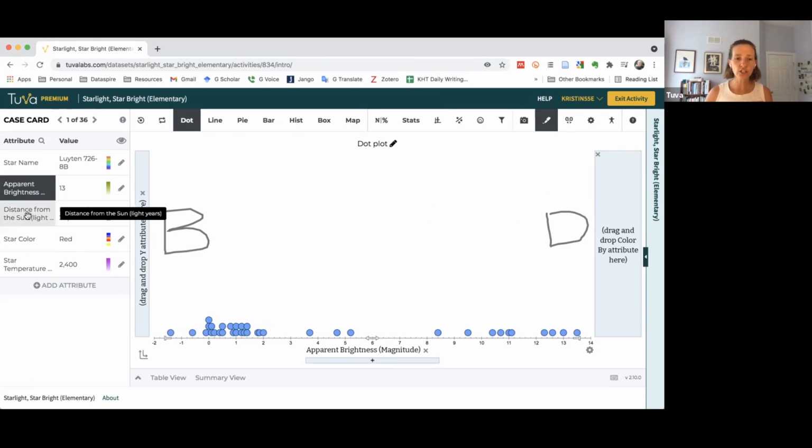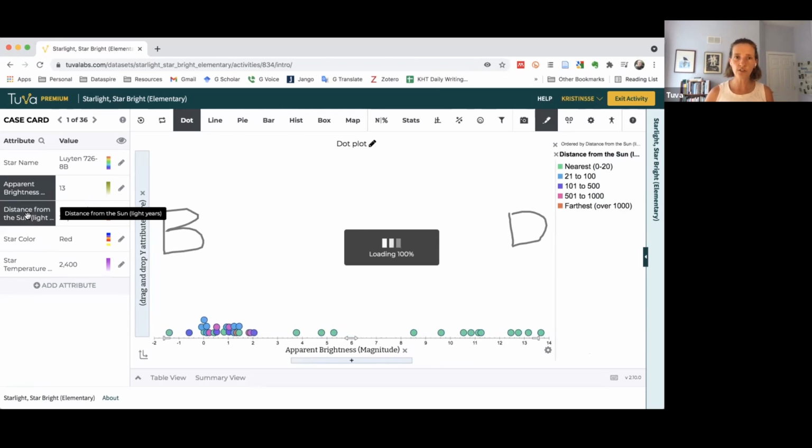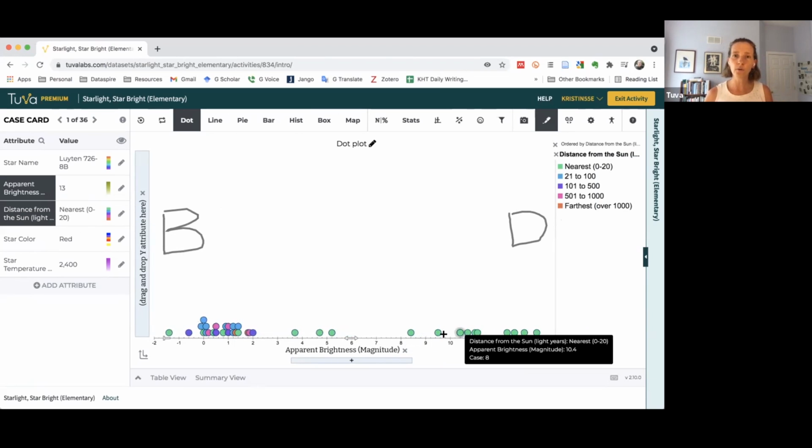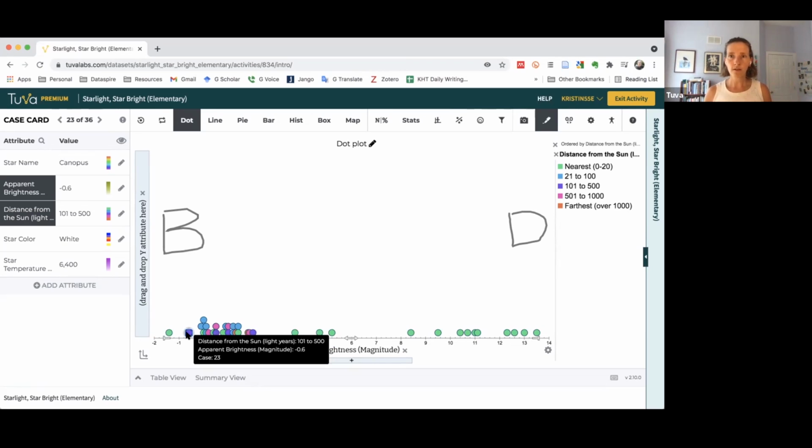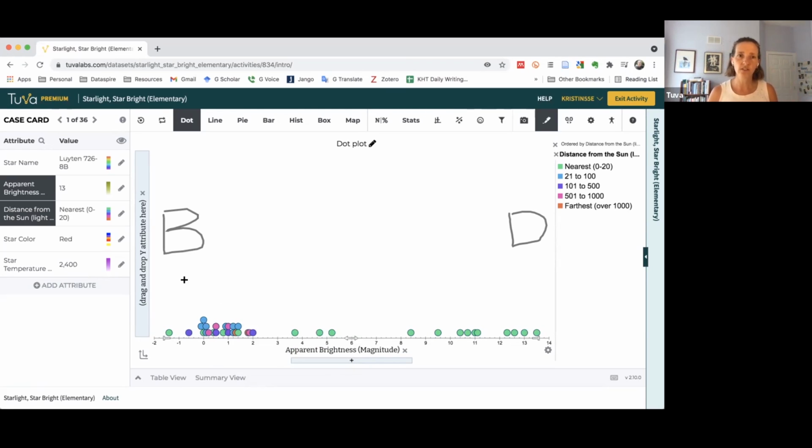And so our question is, how far away are the brightest stars in our universe? What we can do is color the points by the distance from the sun that these 36 stars are. And we know that our nearest ones are in green and our farthest ones are in orange. Coming back to our axis of apparent brightness, we could say, okay, anything from 0 down are our brightest of the bright stars. Okay, so we've got 0 to 20 light years away, 101 to 500 light years away, and what's this blue color? 21 to 100 light years away. And there's one that squeaked in just over the 0 here at 501 to 1,000 light years away. But in essence, our brightest stars within this data set are from 0 to 500 or 1,000 light years away.